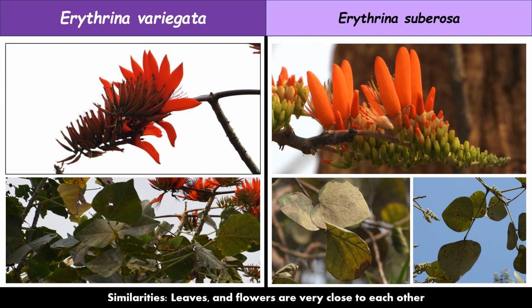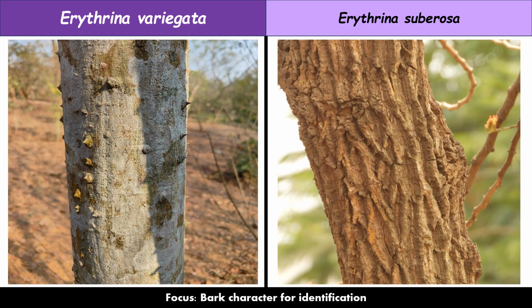This is Erythrina variegata and Erythrina suberosa. You can observe the leaves and flowers. Both are very close to each other. So it looks like one species, but they are different species. If we observe the bark, here you can observe the bark characters for identification. Erythrina variegata, you can observe the spines, but Erythrina suberosa, you can observe the ridges.